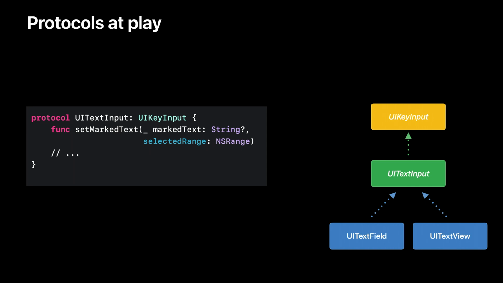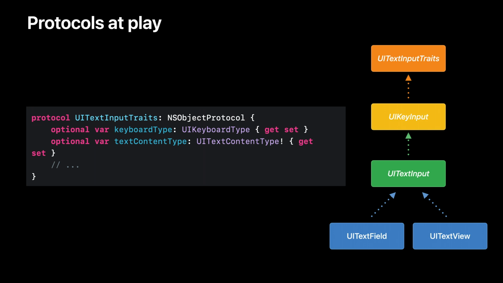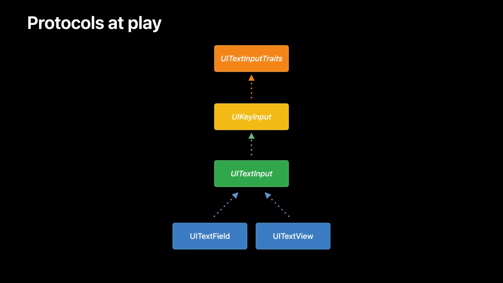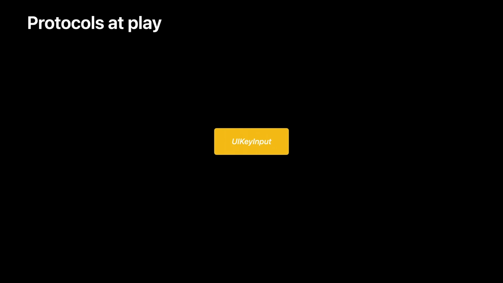There's one last protocol to mention, and you might have caught it already a few minutes ago. UIKeyInput itself extends UITextInputTraits. That protocol consists only of optional properties like keyboard type and text content type, which you know from earlier are used to filter camera input for specific content. So for camera input, you'll want to adopt UIKeyInput, and optionally, depending on the level of functionality you're after, adopt UITextInputTraits or UITextInput.